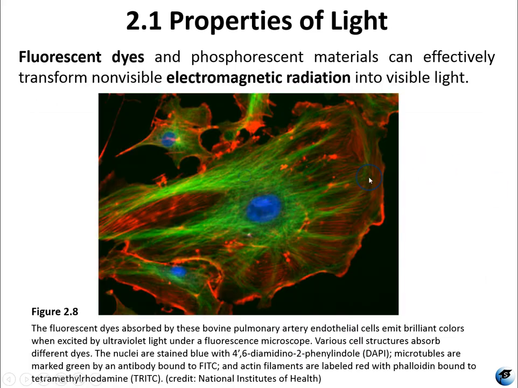In order to see things like radiation and UV, you can use fluorescent dyes and phosphorescent materials. You can utilize these things to visualize specimens with microscopes. This here is bovine pulmonary artery endothelial cells, and they've been excited by ultraviolet light under a fluorescent microscope. These blue things are the nuclei.